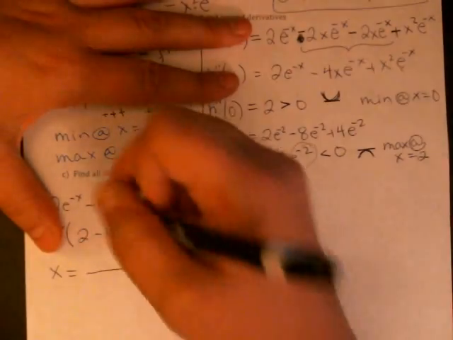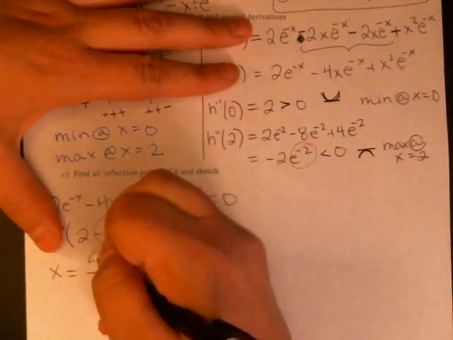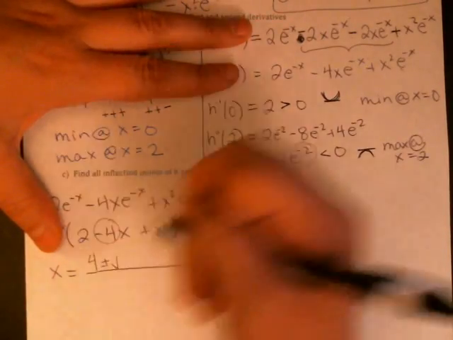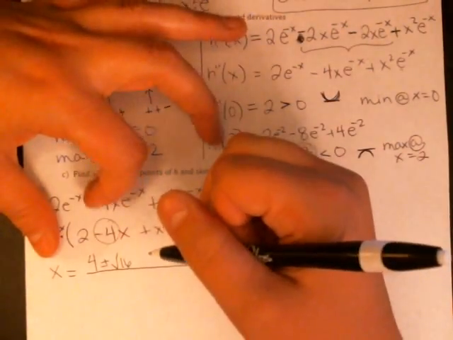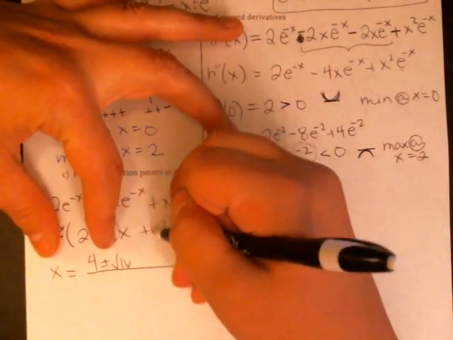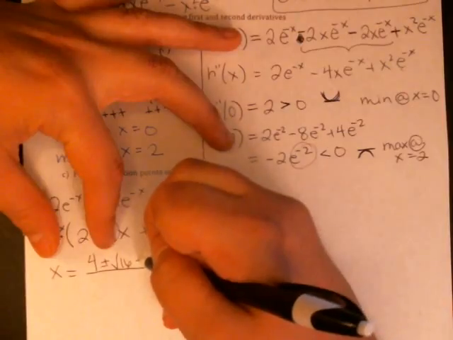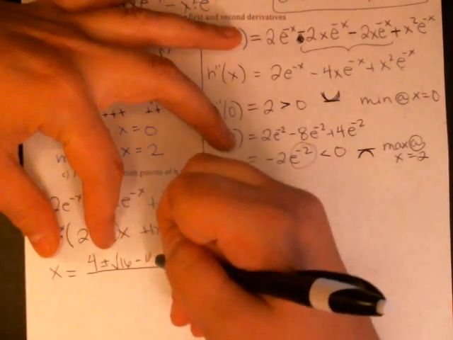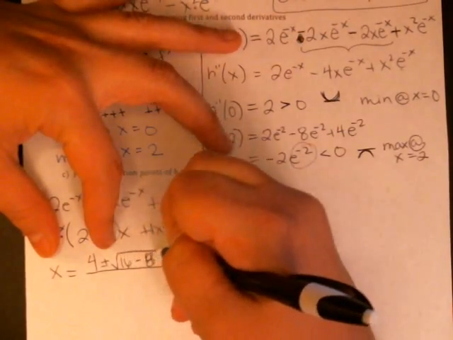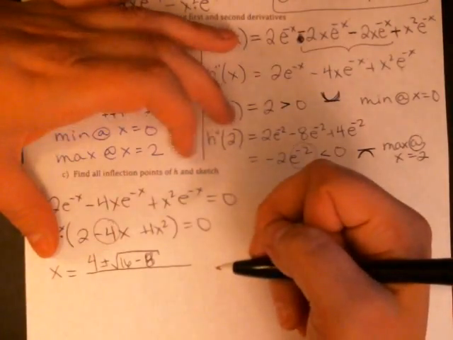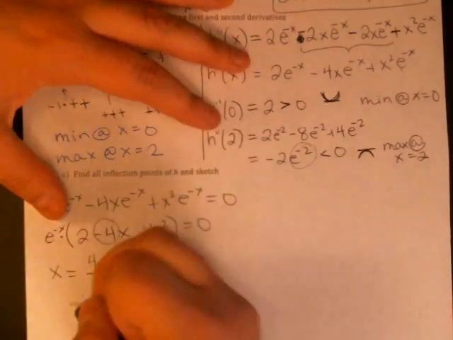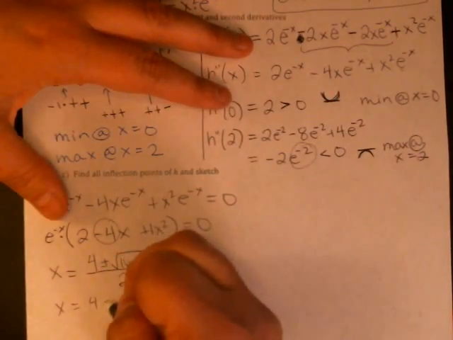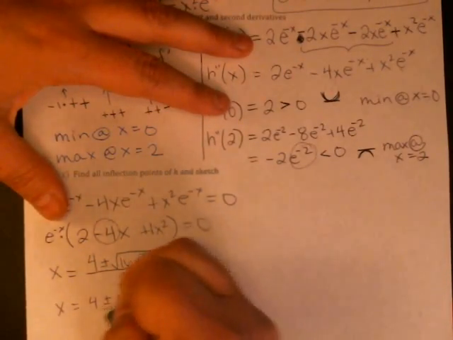So my quadratic formula says I want to take the opposite of b, which is a positive 4, plus or minus the square root of b squared, which is 16, minus 4 times a, which is 1, times c, which is 2. So that ends up being minus 4 times 2, minus 8. I guess I don't need to write that. All over 2a. A was 1. Okay, so x is 4 plus or minus root 8 over 2.